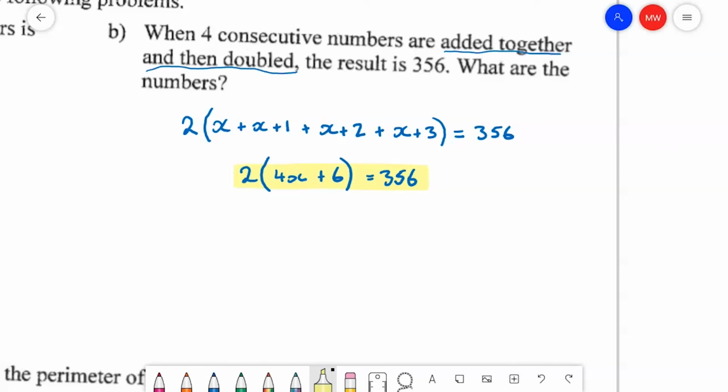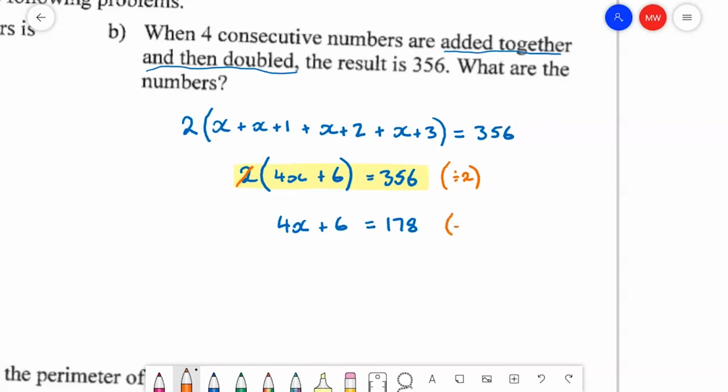And if I leave it like this, it's just going to make it a touch easier for me to use the balance method, because instead of going to the trouble of expanding that, I can just kick this off by dividing both sides by 2, and that'll get rid of that 2 for me over there. So now all I'll have left is 4x's, and on the right I'll have 178.